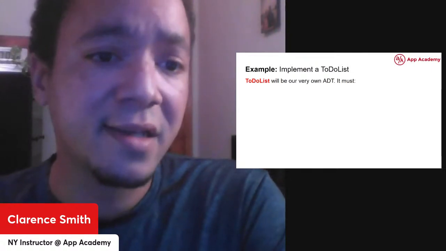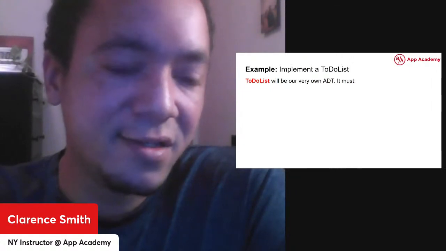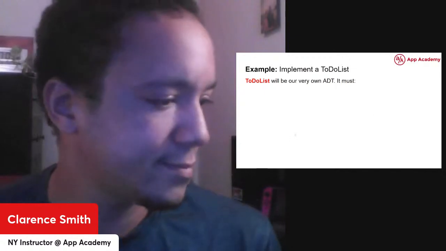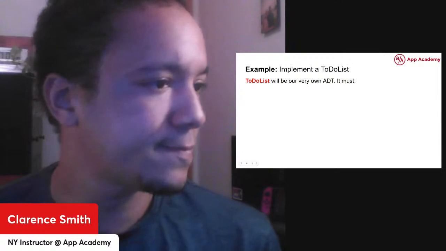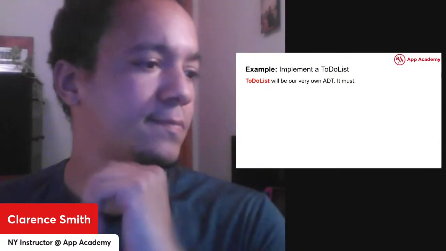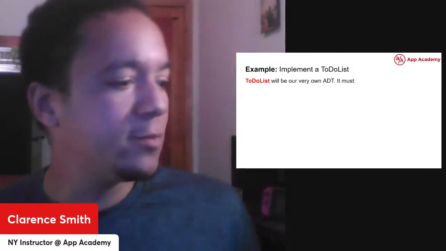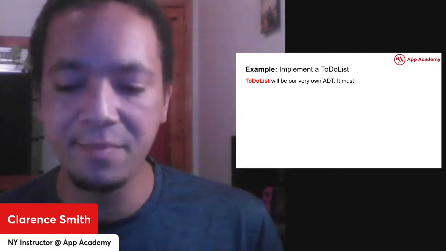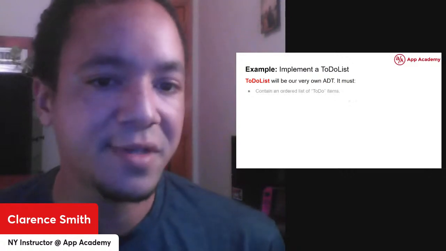But I'm going to ask you guys again, if I were to give you a to-do list, what must it do? What are the basic functions of a to-do list? Doesn't have to be too technical. Boom, let you put tasks on it. That's the core functionality. If I said, hey, build me a to-do list, it would have to be able to do that.